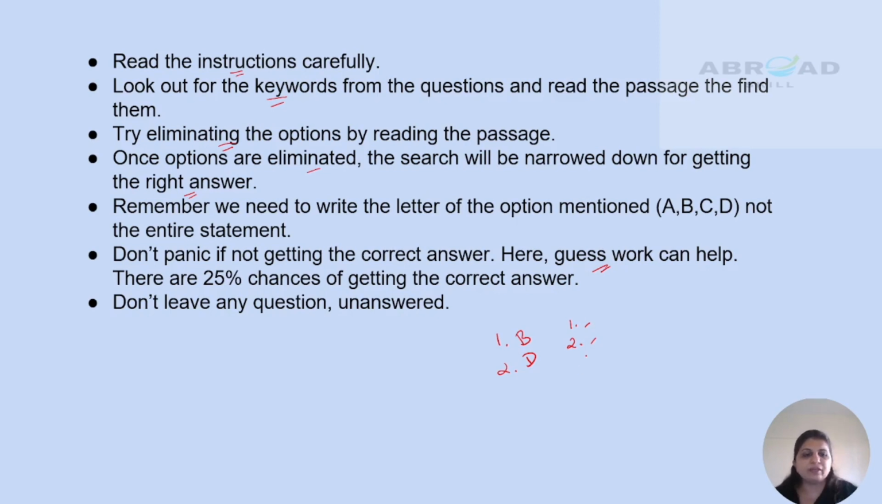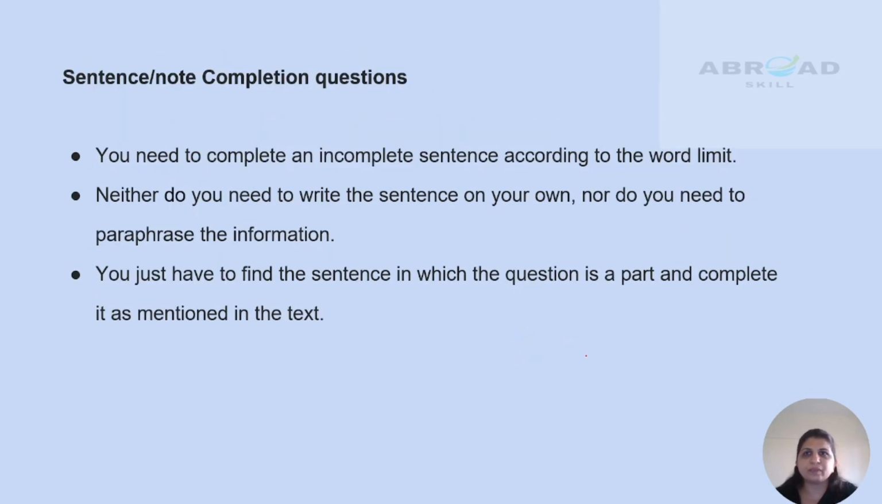Alright, fair enough. Now the second type of question asked is sentence or note completion. Here in this type, you need to complete an incomplete sentence based on the word limit. Based on the instruction, you will get to know how many words are required. So probably 2 words or 3 words or 5 words, whatever is the word limit mentioned in the instruction. You need to complete the sentence accordingly.